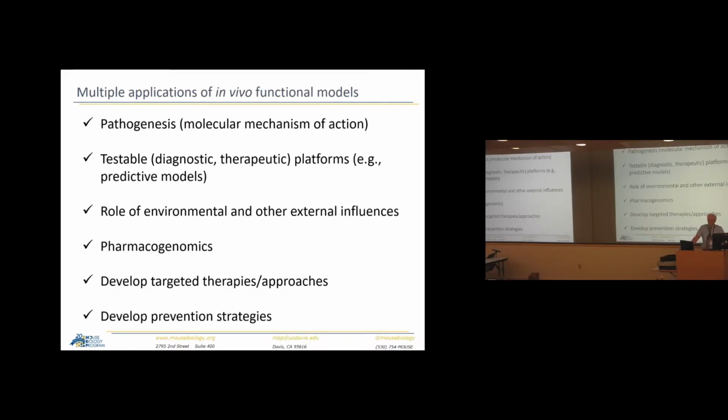They're important for being able to assess the role of environmental and other external influences, even behavior and lifestyle. Obviously important for pharmacogenomics. Pharmacogenomics probably being one of the lowest hanging fruit of this entire field, which we should be doing more of, to be able to develop targeted therapies and approaches, and also, very, very importantly, to be able to develop prevention strategies.